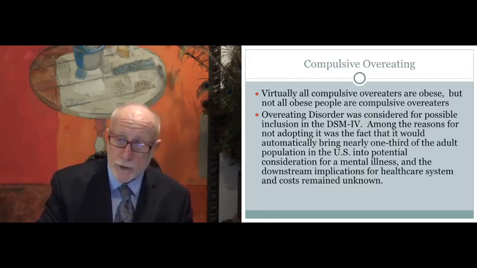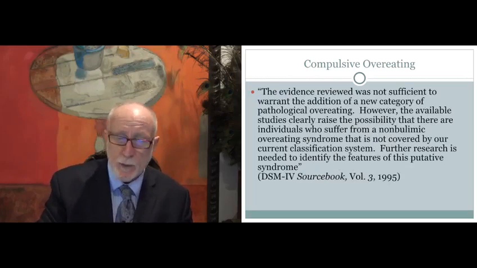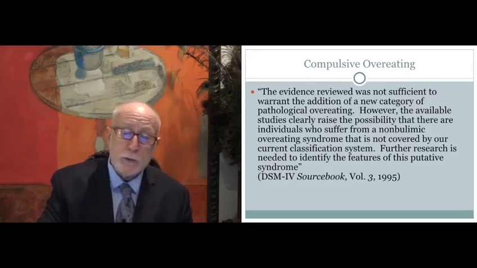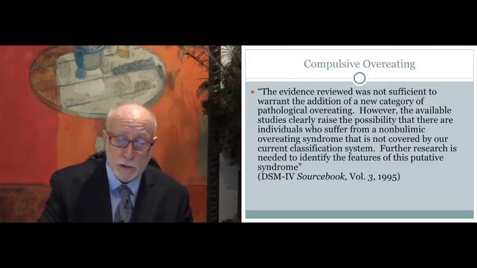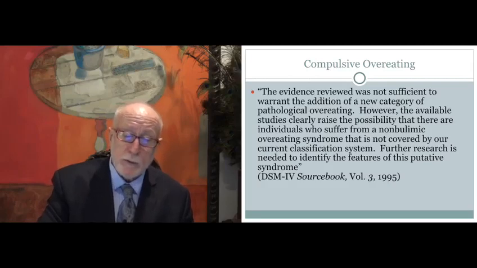What the DSM-4 says in its source book, its authoritative source book that reviews all of the evidence and provides the opinions of the individuals who made the decision not to include it formally. What they said was this, and the DSM-5 reasserted it: the evidence reviewed was not sufficient to warrant the addition of a new category of pathological overeating, which was one of the names they were going to call it. However, the available studies clearly raise the possibility that there are individuals who suffer from a non-bulimic overeating syndrome that is not covered by our current classification system. Further research is needed to identify the features of this putative syndrome. So you can see they're leaving the door open for future consideration.